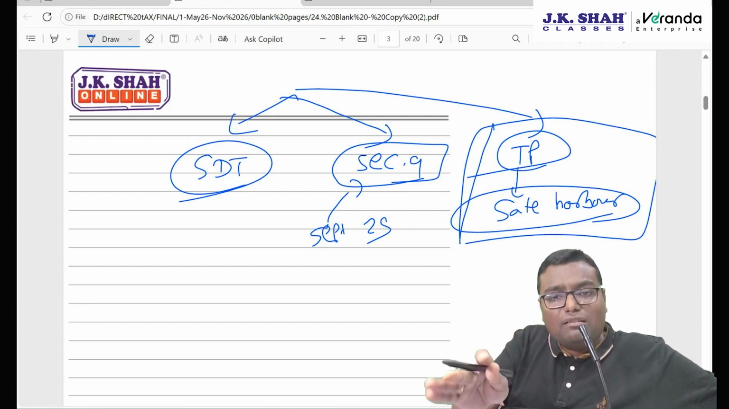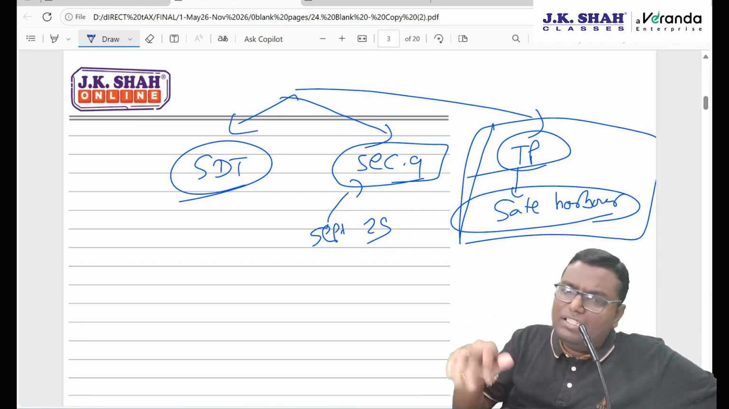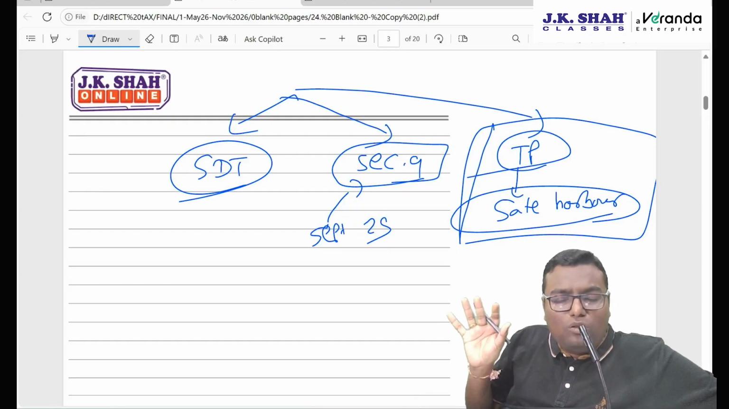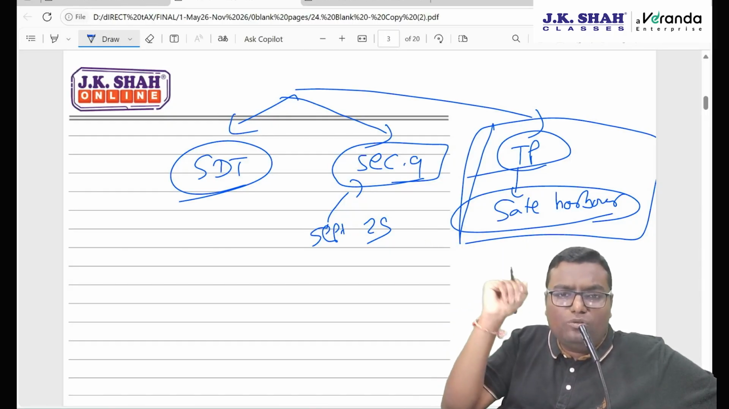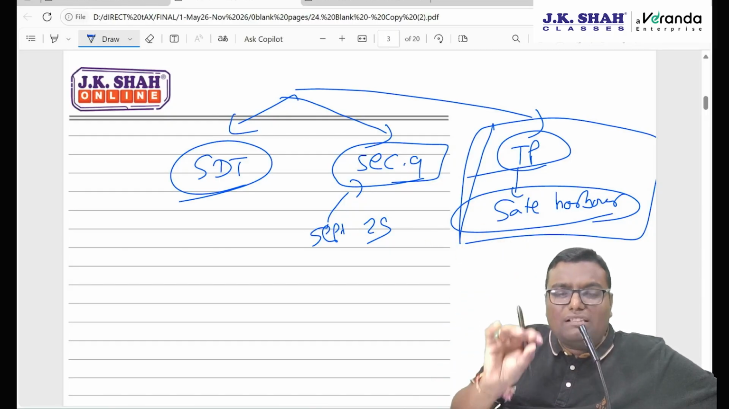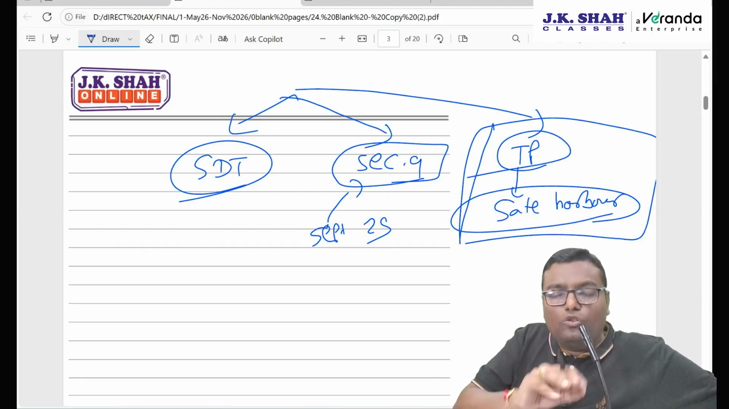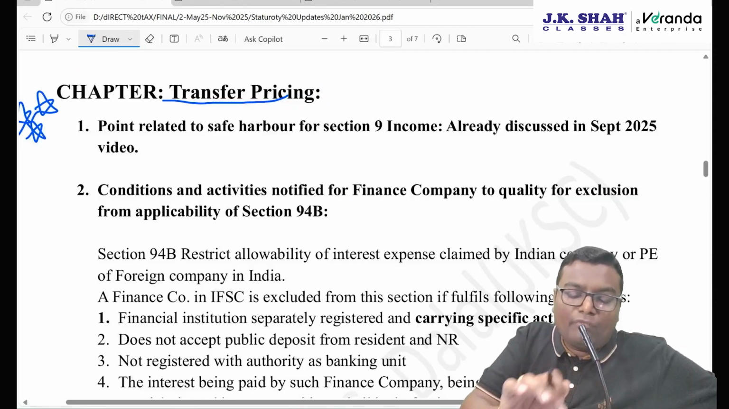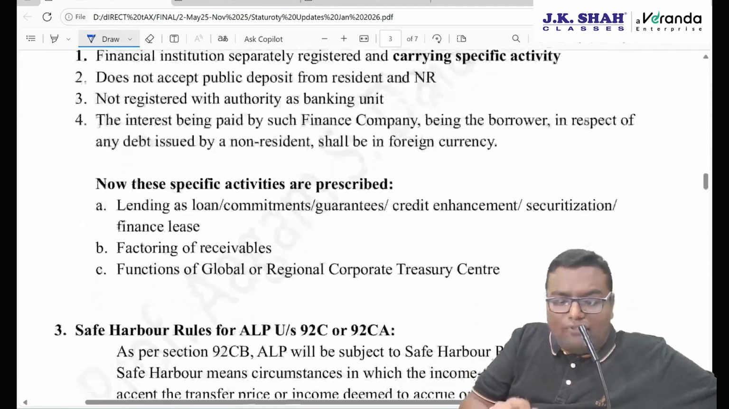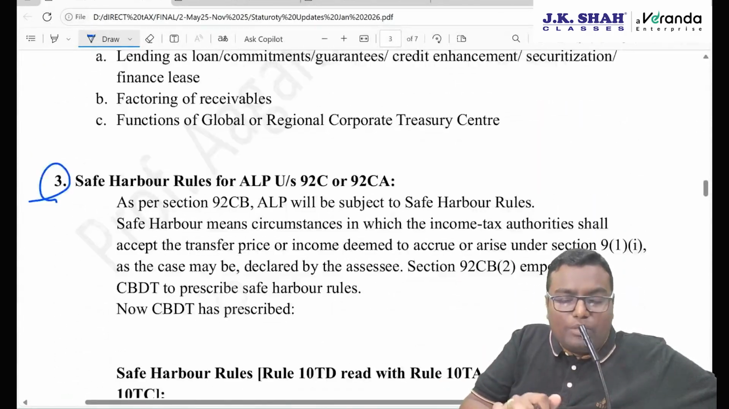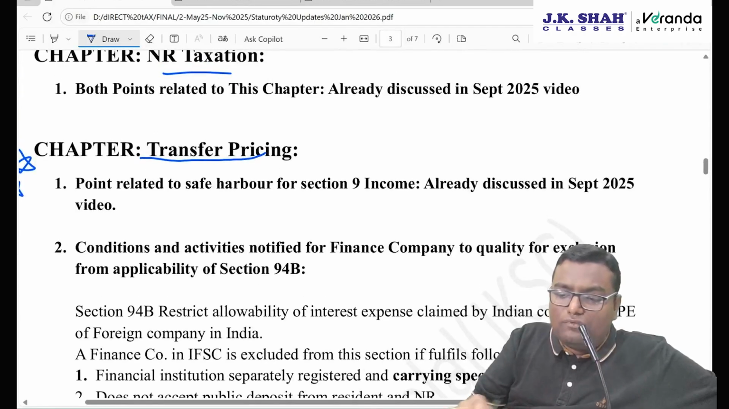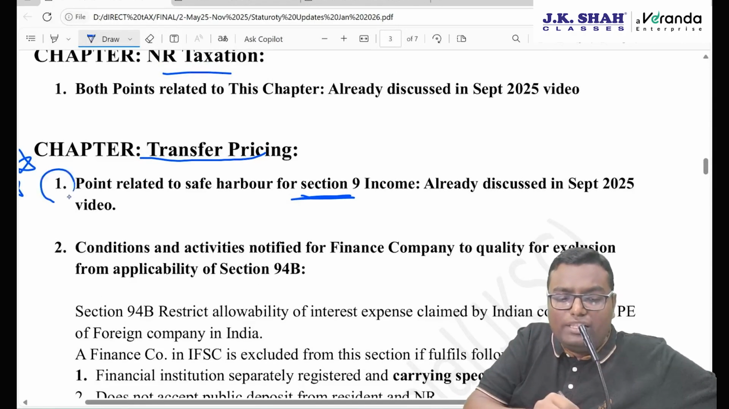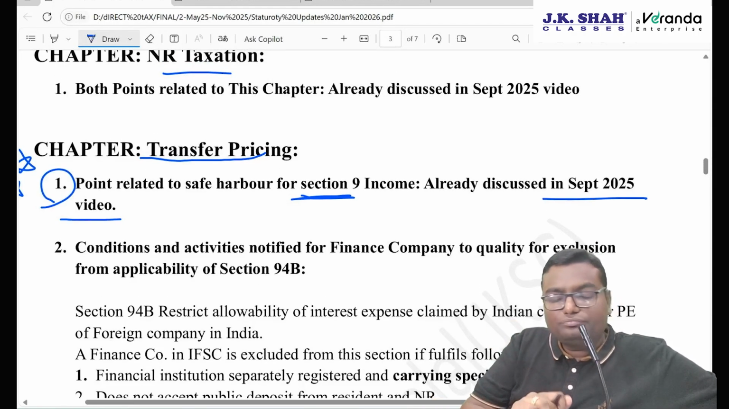If assessee wants, he can adopt. If he don't wants, he can decide arm's length price on its own, and then he has to prove in the dispute and litigations and all. So this is one kind of presumptive taxation. If you don't want dispute, you can adopt this. It is not compulsory for you. So that safe harbor rules we are going to discuss in the third point. But whatever was the safe harbor rules for the section 9, that was already discussed in September 25 video.